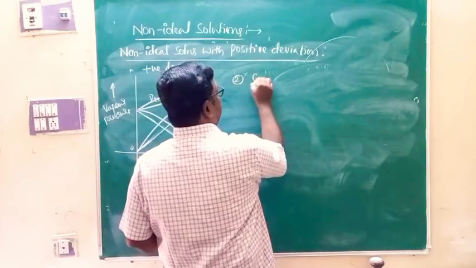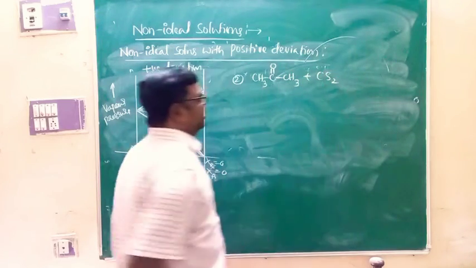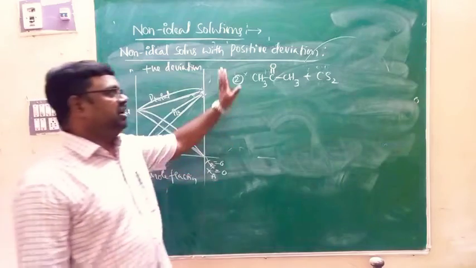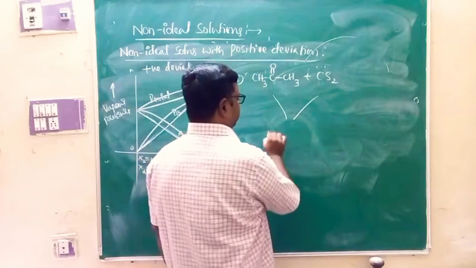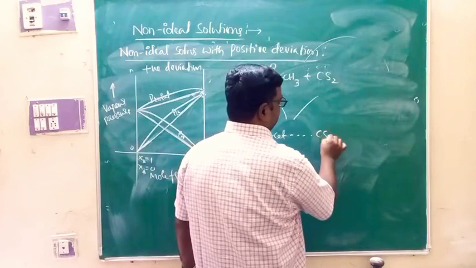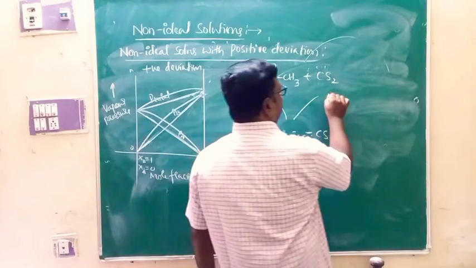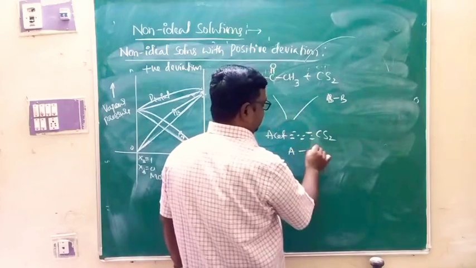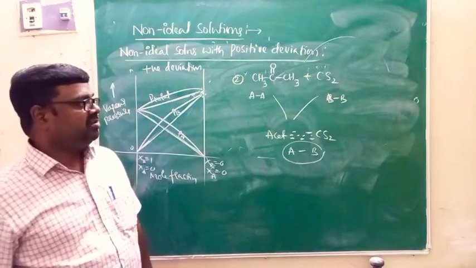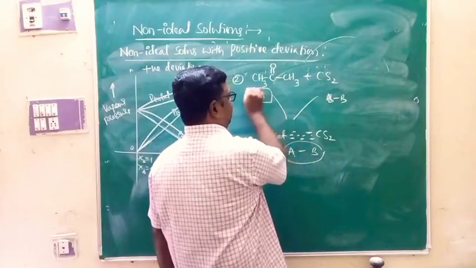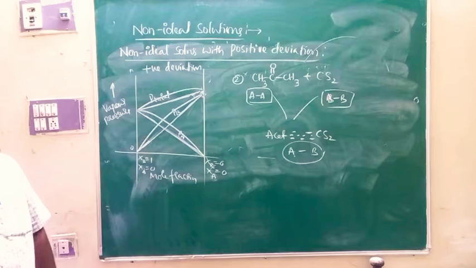The second example is a mixture of acetone and carbon disulfide. That also shows positive deviation, because upon mixing these two liquids, the force of attraction between acetone and carbon disulfide will be very, very weak. This is A to A interactions, this is B to B interactions, and this is A to B interactions. So the A to B interactions in the case of acetone and carbon disulfide will be less than those in the case of A to A or B to B interactions, and because of that, that will show what we call positive deviation.